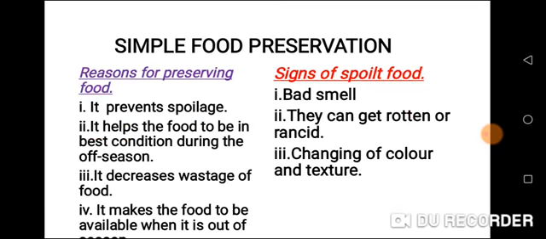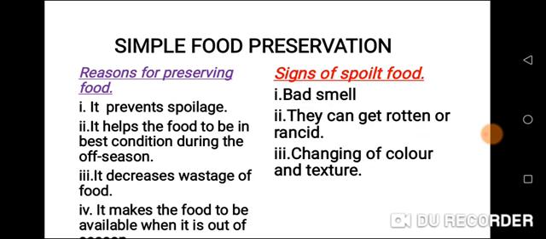Reasons for preserving food. 1. It prevents food spoilage. 2. It helps the food to be in best condition during the off-season. That is, when the food is no longer in season, it will still preserve the food. 3. It decreases wastage of food. 4. It makes the food to be available when it is out of season.